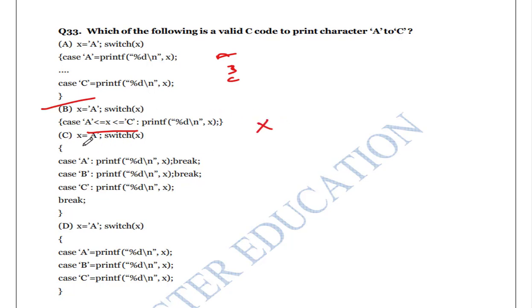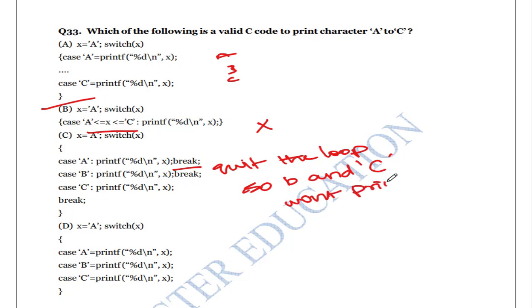So it is wrong. And option C, what happened? Case A, print. Here they have given a break statement. Break statement means it quits the loop. So B and C won't print, right? So break will quit the loop. So B and C won't print. The next option D is switch x. Case A is print x. Case B equal to, they have given, right? So this is a wrong one, wrong indication.